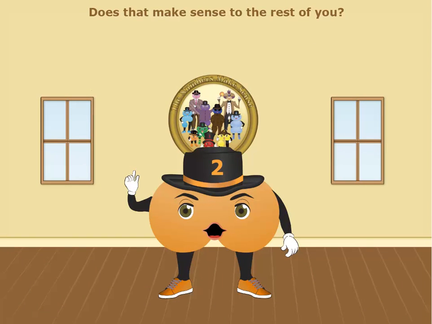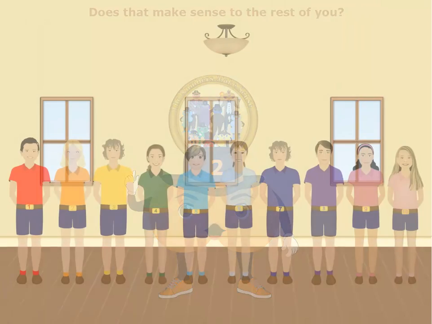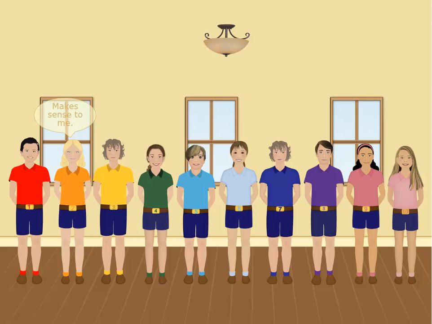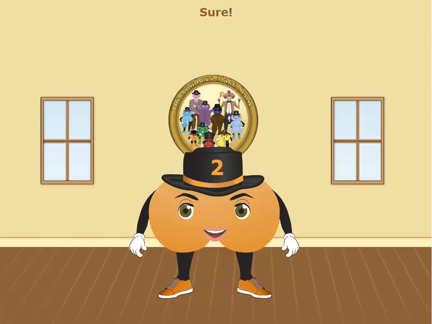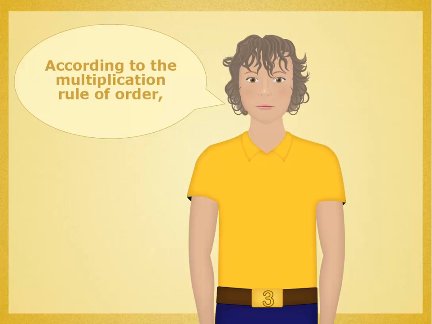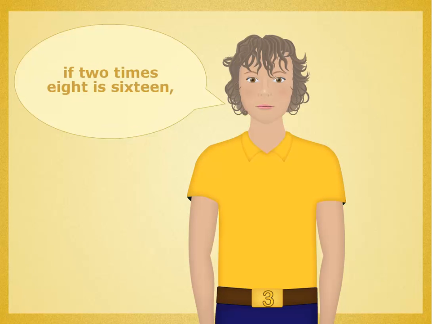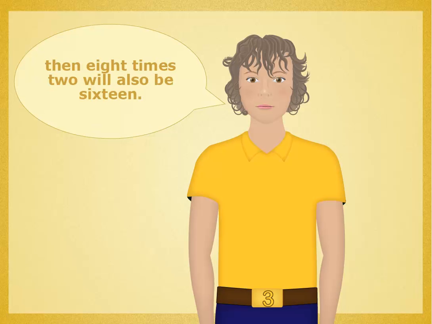Does that make sense to the rest of you? Makes sense to me. Seems easy enough. Can I try it out? Sure. According to the multiplication rule of order, if 2 times 8 is 16, then 8 times 2 will also be 16.